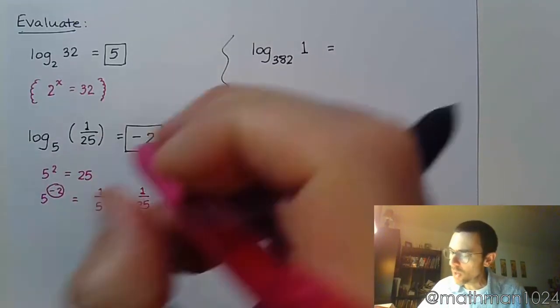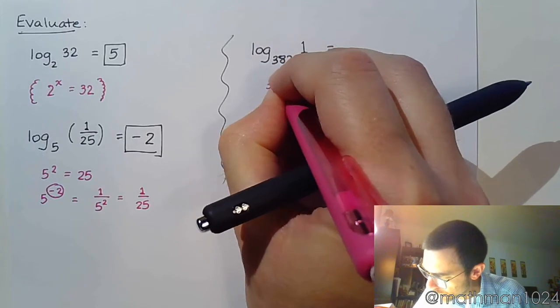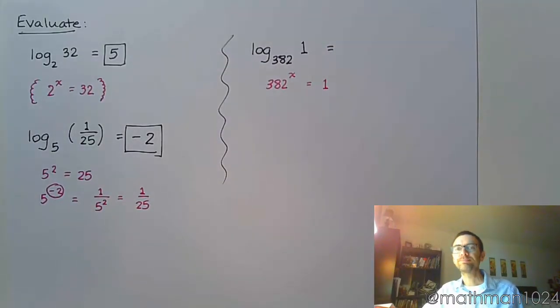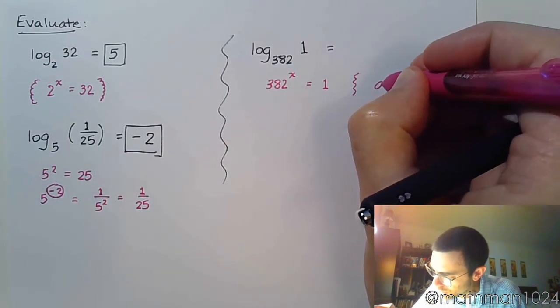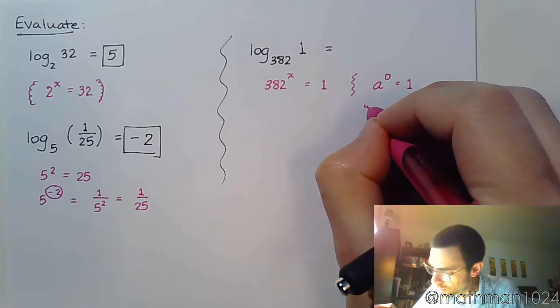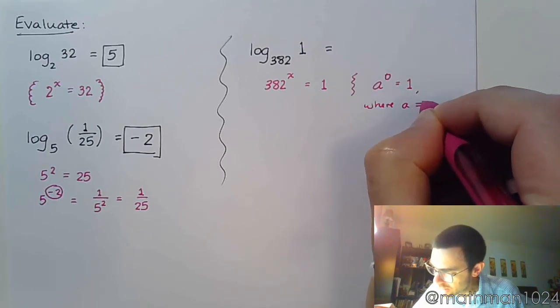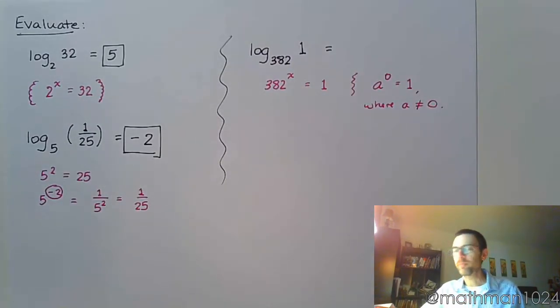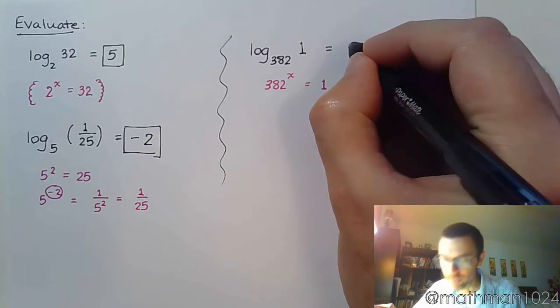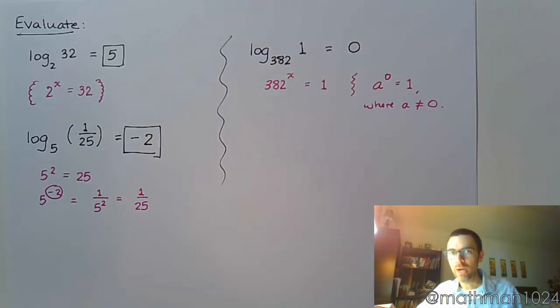All right, so here the question is really asking, what's the power that you would apply to 382 to get 1? You might say, I don't know my powers for 382. Well, I don't either, but here's what I do know. I do know that almost anything raised to the 0 power is going to be 1. Now, this is, of course, provided that a, the base, does not equal 0. So if I have log base 382 of 1, the answer here is 0. 382 to the 0 power is going to equal 1. Anything to the 0, except for 0, equals 1.